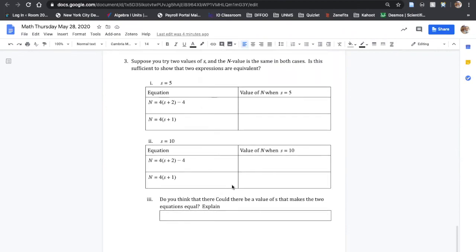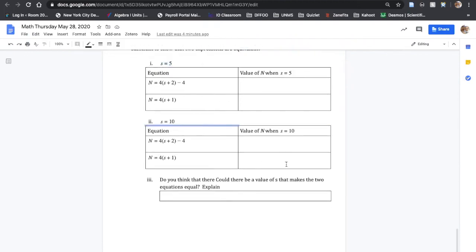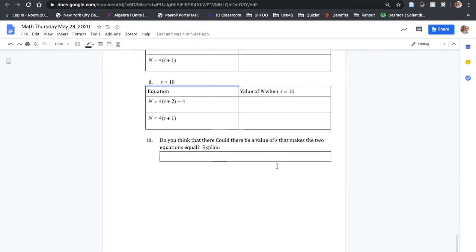Then you're going to do something similar on the next page. You're going to look at 2 different equations and you're going to check for 2 different values. So you're going to see, okay, let's see when s equals 5, are they the same? When s equals 10, do they give you the same thing? And if they're both the same, do you think that there is a value that makes it so that the 2 equations aren't equal?